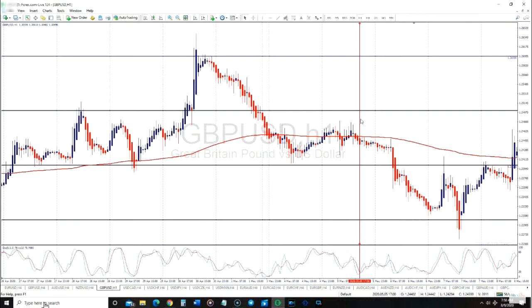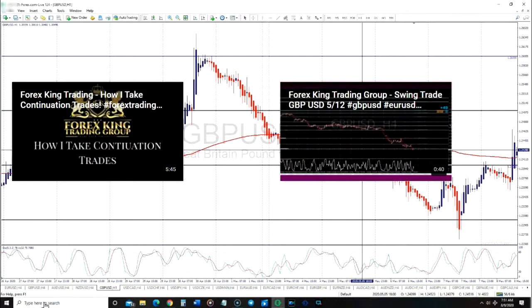Because the moves take much longer, the setups take much longer to develop. So you don't get a lot of trades trading off the daily. That is one drawback from trading the daily. But if you're patient and you're willing to wait on the trade setups, you can be more profitable, simply meaning you have a higher win rate, as well as you'll be able to pull more pips out of the market. I pull hundreds of pips out of the market every week simply trading on the daily time frame.